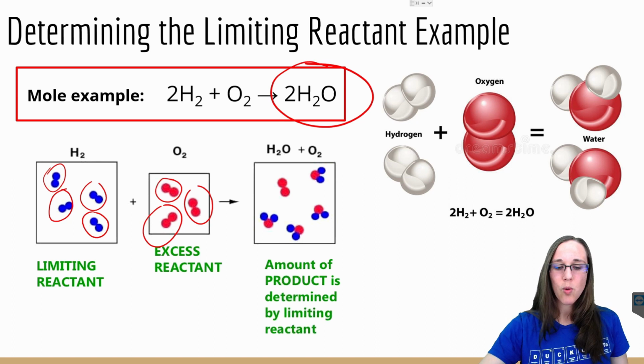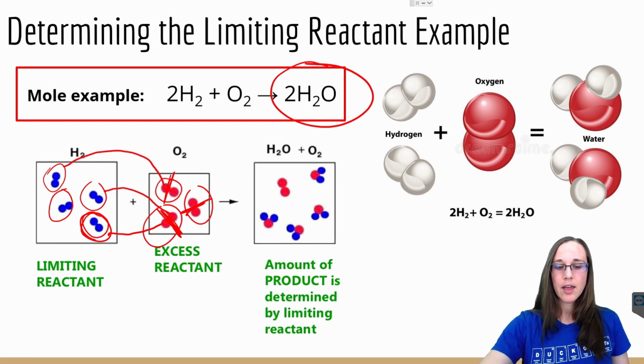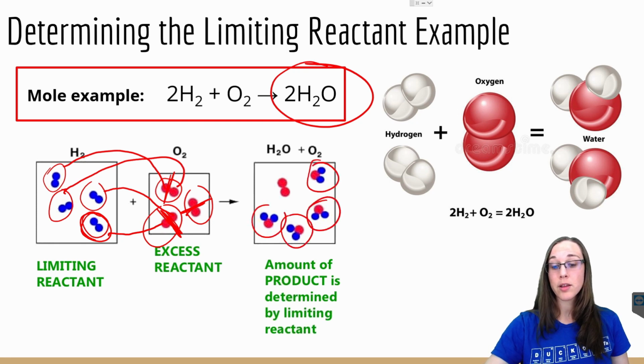Water has 1 oxygen, so that would have to split in half for each of these oxygen molecules. And per water, I have 2 H's. So that would hook up with this one. That one would hook up with this one. This one could hook up here, and this one could hook up here. So I could make a total of 4 water molecules, but I don't have any more hydrogens left to bond with that O2 molecule.